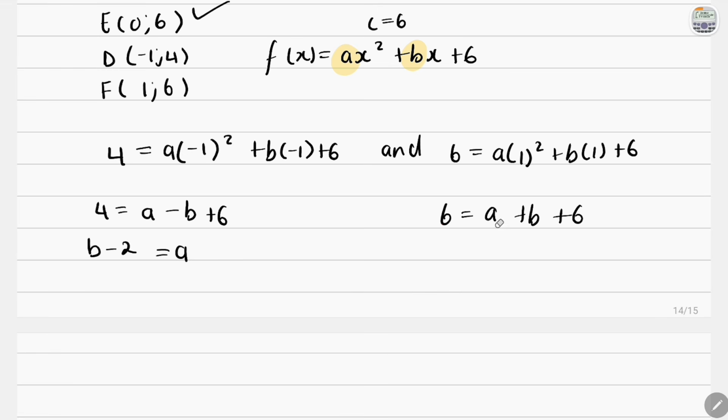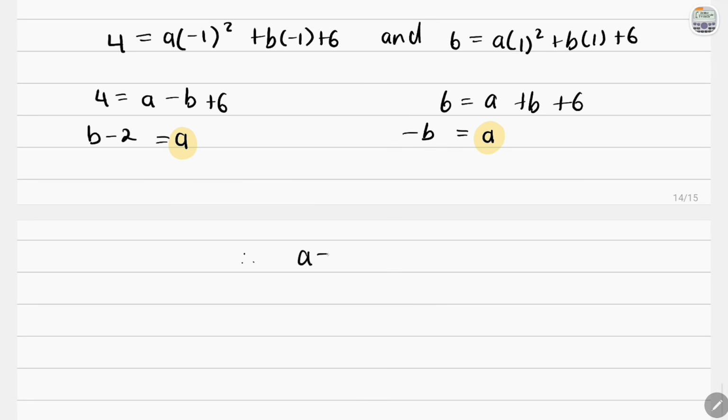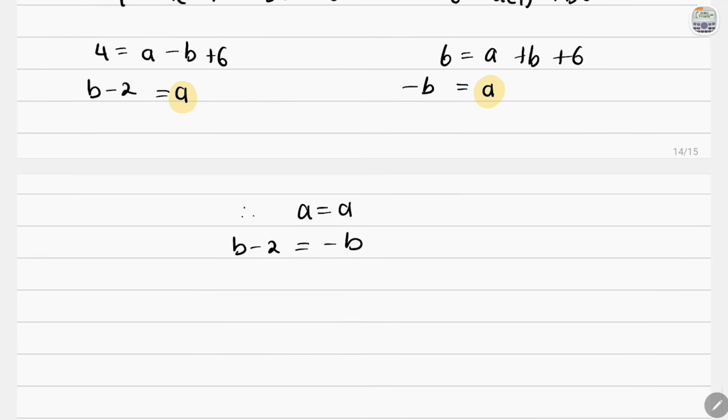And then over here, I'll also leave a on the right-hand side and then take everything else over. You see that if you say 6 minus 6, it's just going to cancel. So that's 0. And then b comes over to become -b. So these are the 2 equations we have. They both are equal to a, so we can equate them. A is equal to a, therefore b minus 2 equals -b.